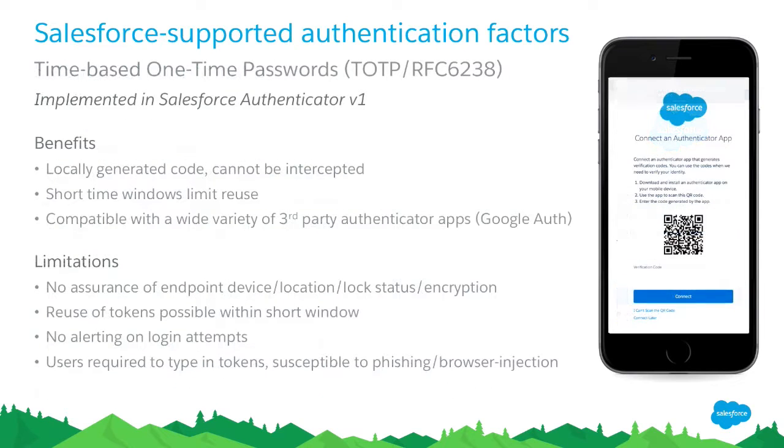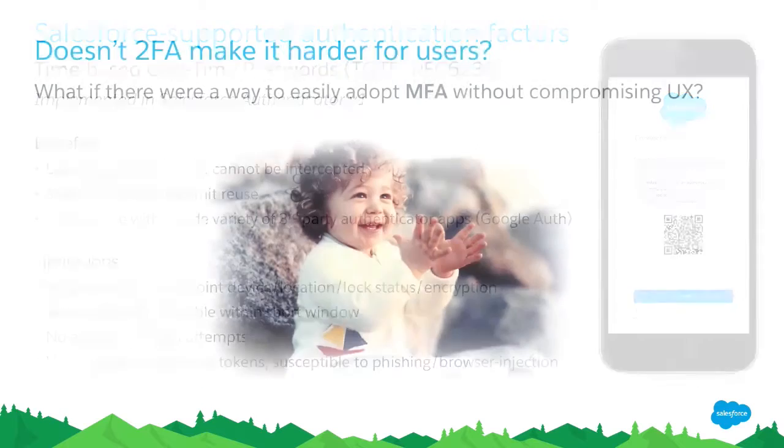Okay, so we'll quickly talk about TOTP. We support the RFC standard. This is what you see in Google Authenticator, Microsoft Authenticator, and a whole bunch of other products. It's a similar story. It still relies on users typing stuff in. It can still be phished and captured by browser injection or phishing, but the one advantage is it's locally generated, so it can't be intercepted. The challenge is you don't know which device it's been used on. You also don't know if that device has been compromised and the token value has been used somewhere else.